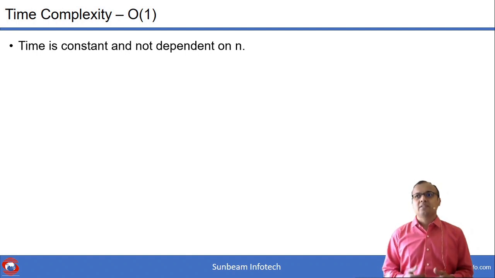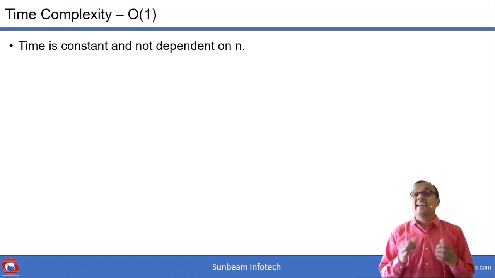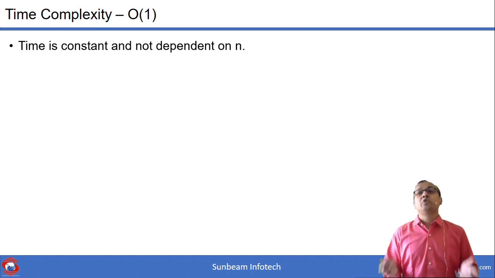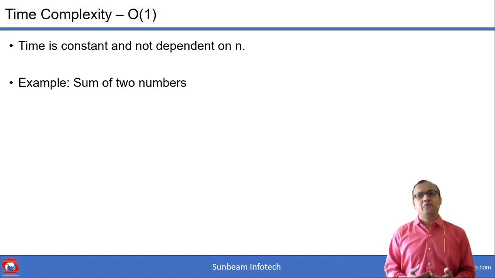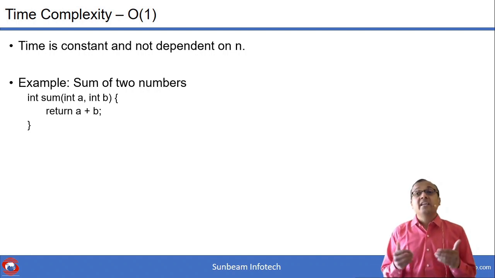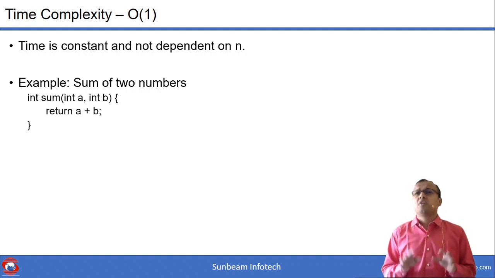At the end, I'll talk about time complexity O of 1. In a few algorithms, the time is not dependent on any factor. It is fixed time irrespective of the number of elements to deal with. The simplest example will be addition of two numbers, and the time required for addition always remains the same irrespective of whether the numbers are big or small. Typically, such algorithms won't involve any kind of loop.